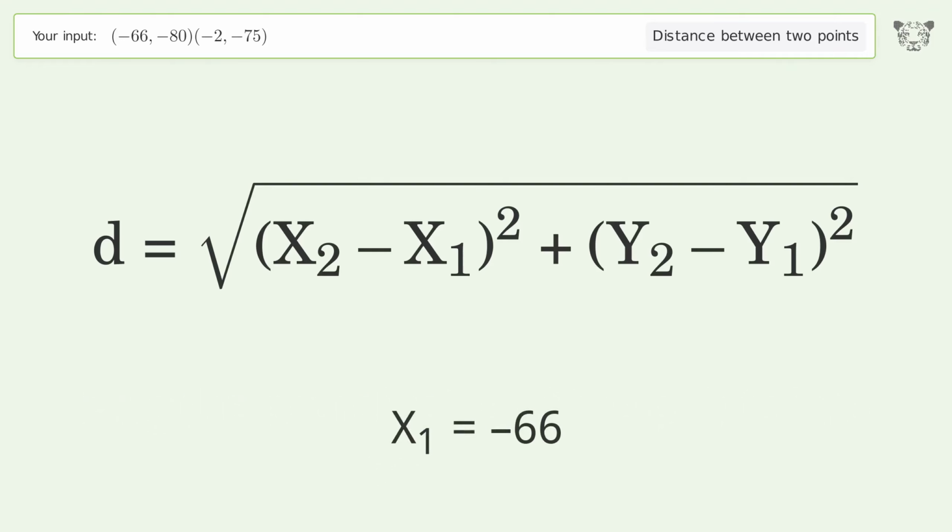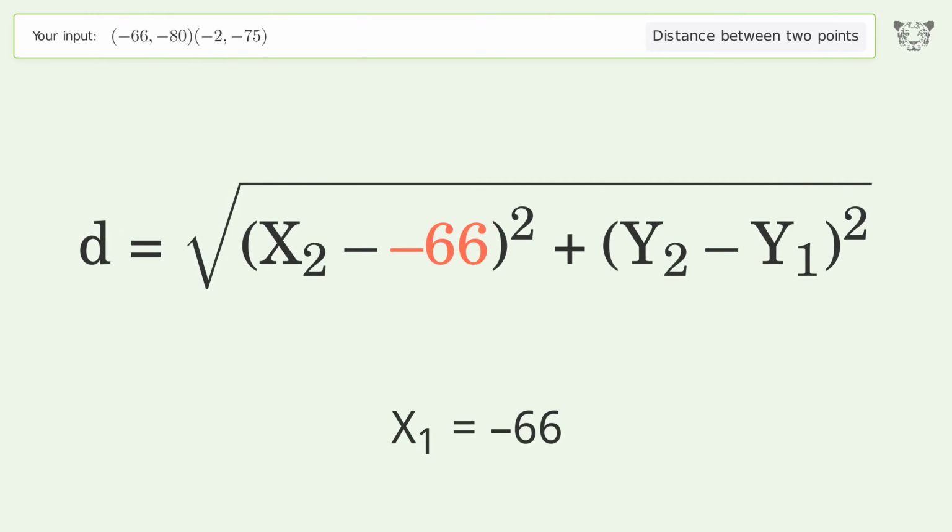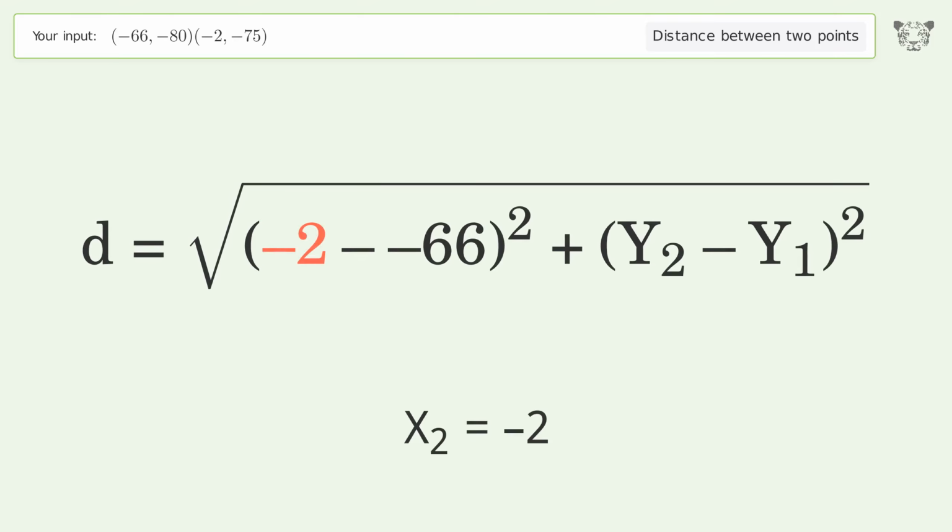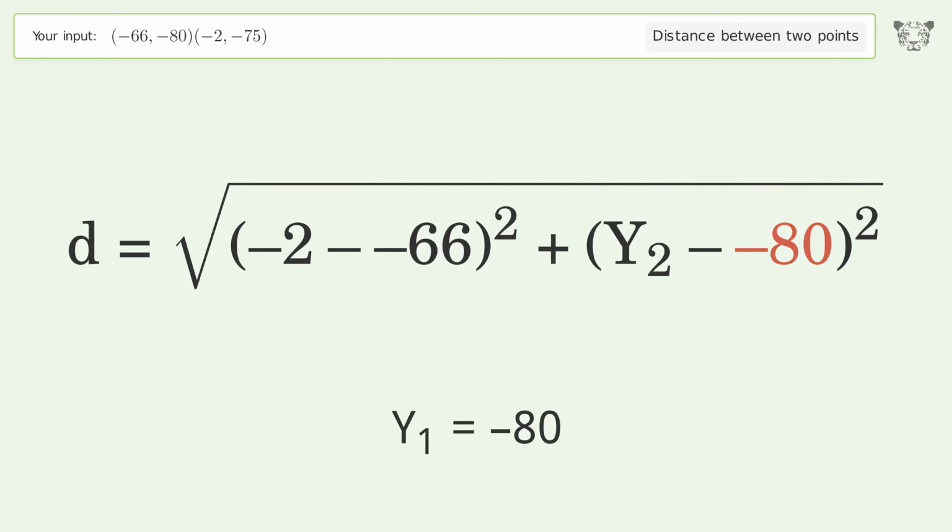x1 equals negative 66. x2 equals negative 2. y1 equals negative 80. y2 equals negative 75.